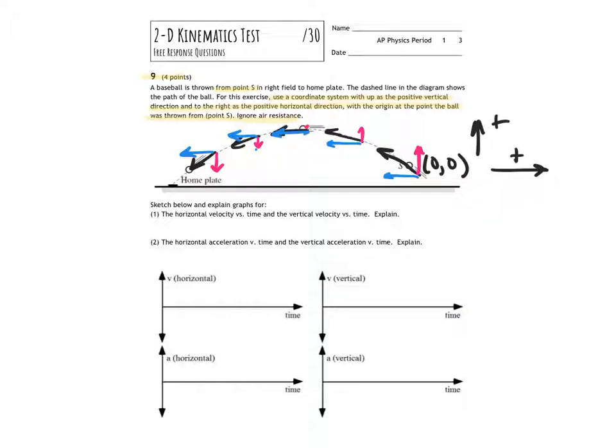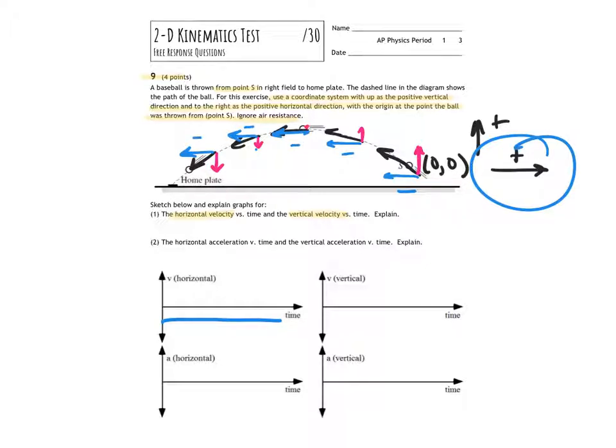So when we go below to draw the horizontal velocity and the vertical velocity, what we're going to see is that in the horizontal direction, our velocity is a constant negative value. Why is it negative? Because our coordinate system said that to the right is positive, which means that each of these is in the negative direction.